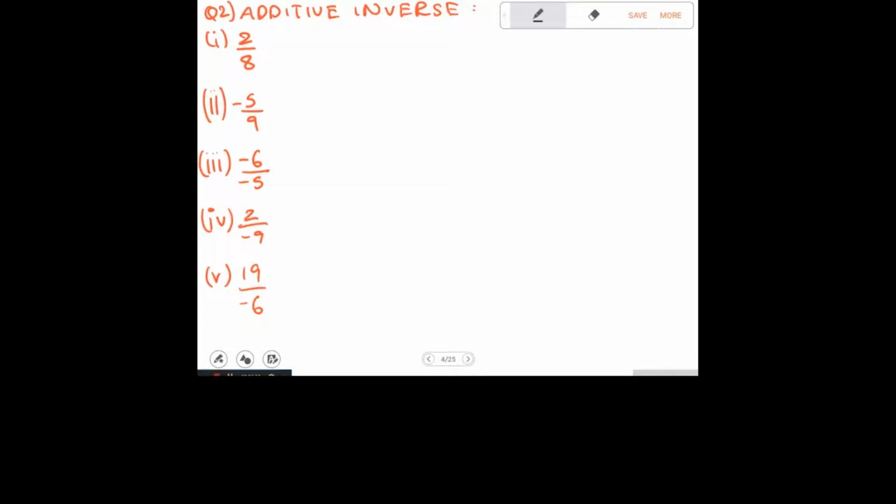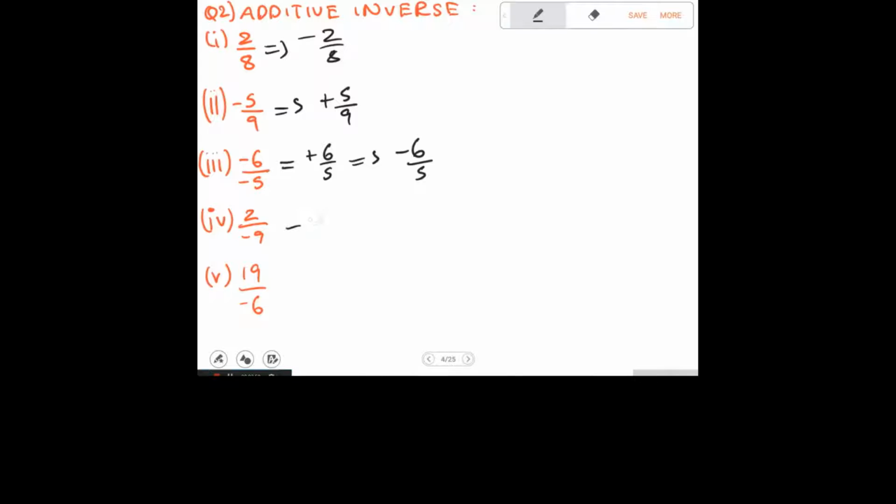Now question 2 is to find the additive inverse of these numbers. So 2 by 8's additive inverse is, you have to just change the sign of the whole fraction or rational number. We can write minus 2 by 8 as the additive inverse. For minus 5 by 9, we can write it as plus 5 by 9. Minus 6 by 5 equals, because the minus and minus here will cancel, it will be plus 6 by 5, so its additive inverse will be minus 6 by 5.